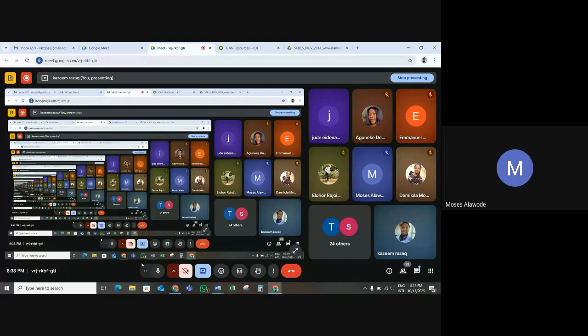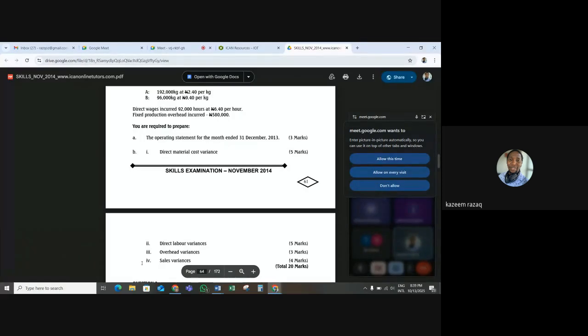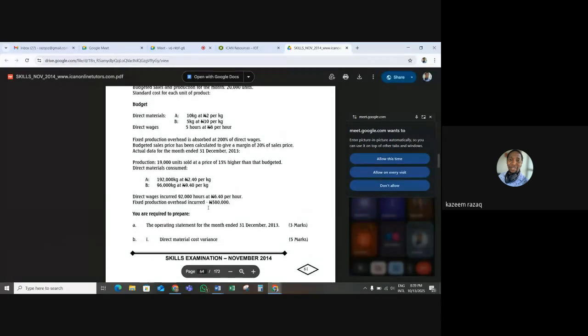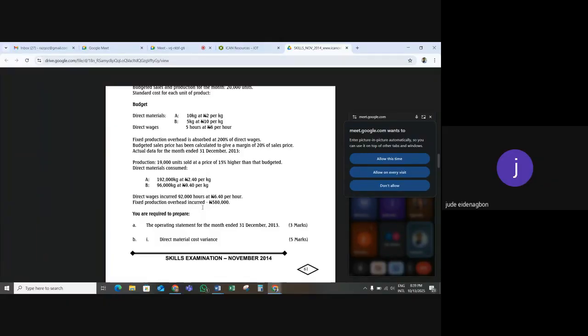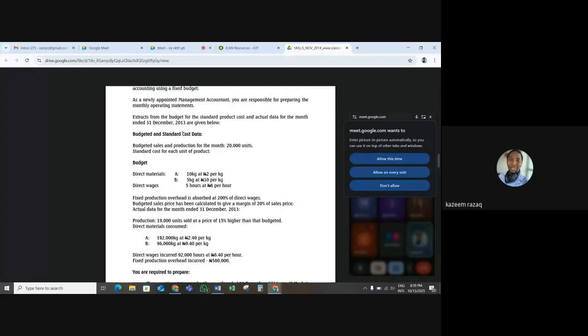Okay. So for our material cost variance, we said standard quantity times standard price minus actual quantity times actual price, right? Now in the question, let's look for what our material is. When you're solving for material, don't go and be looking at the label. Do you understand?